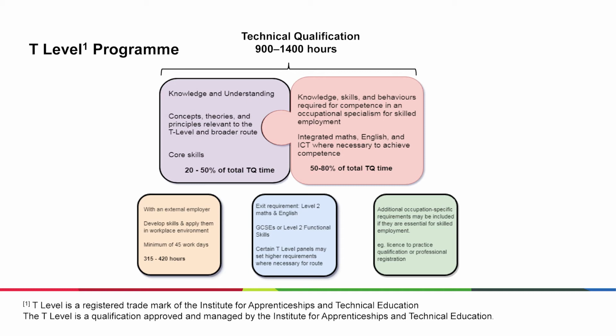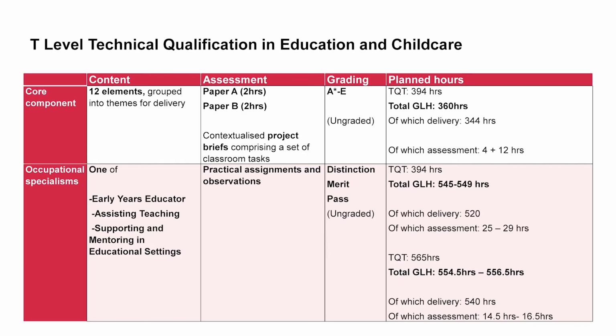So let's have a look first of all at the external assessment. Let's take a closer look at the external assessment. Assessment of the core is arranged as examination and employer set project. The examination aspect is arranged as paper A and paper B. Paper A looks at elements 1 to 6 and paper B elements 7 to 12 taken from the core.